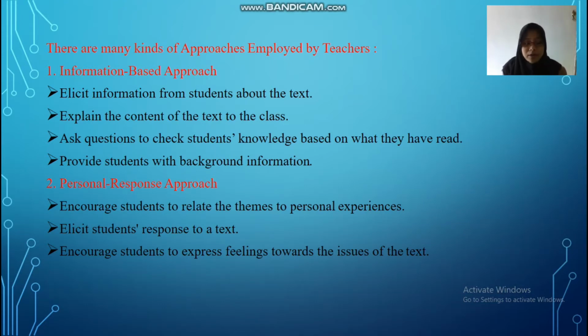Second is the personal response approach. There are 3 points. The first is to encourage students to relate the themes to personal experience, and then elicit student response to the text, and the last is to encourage students to express feelings toward the issues of the text.